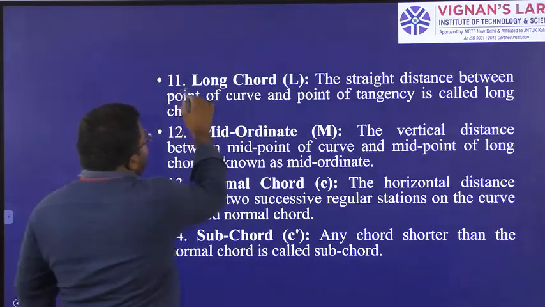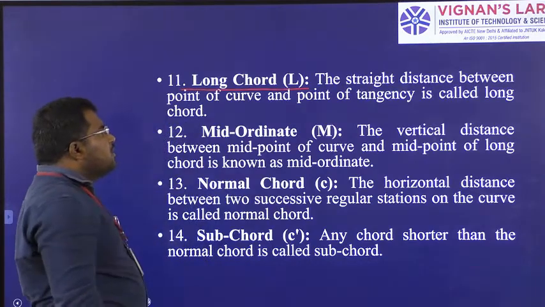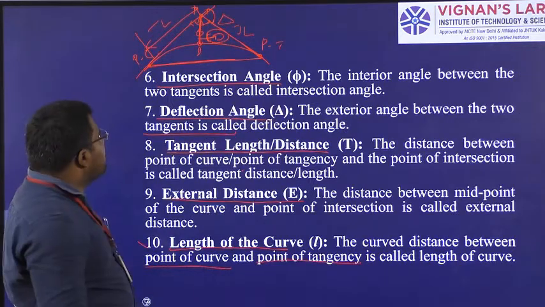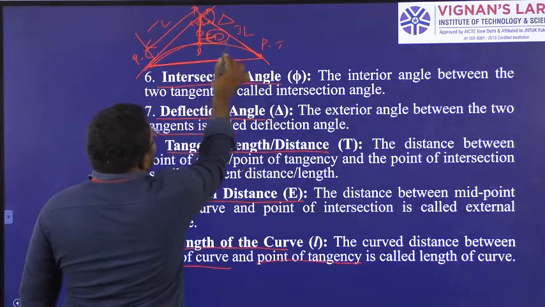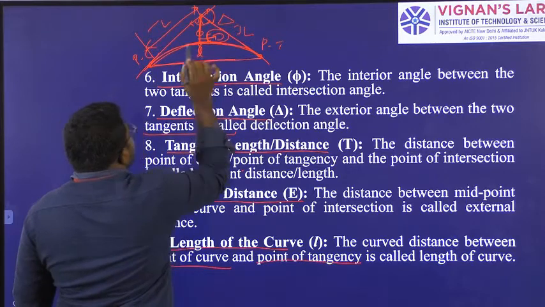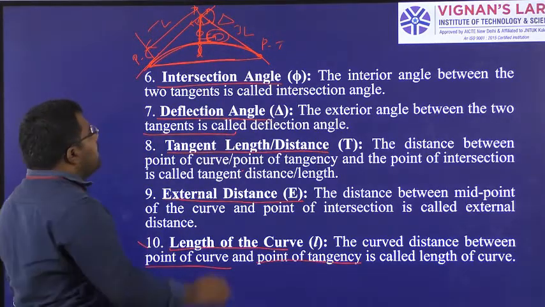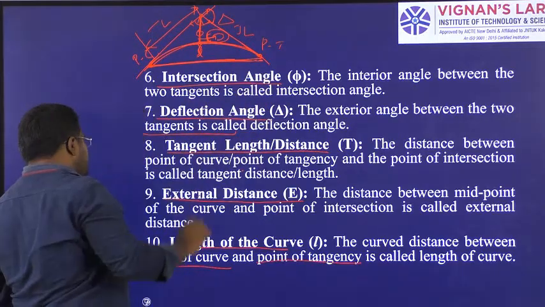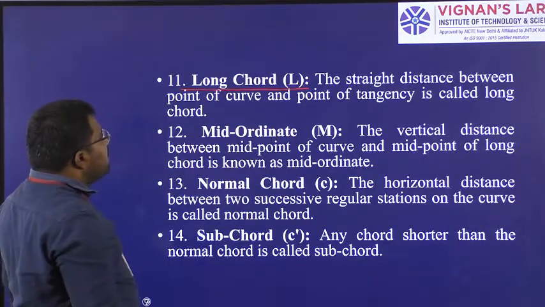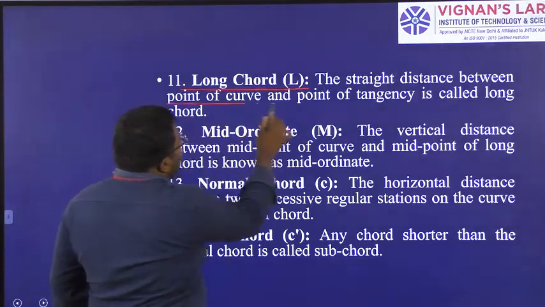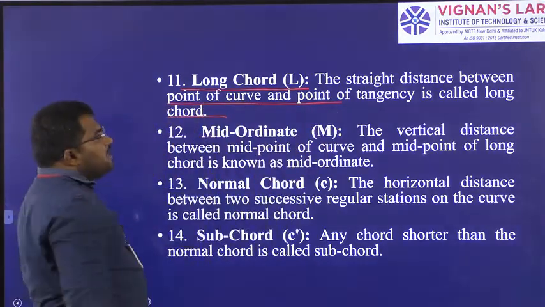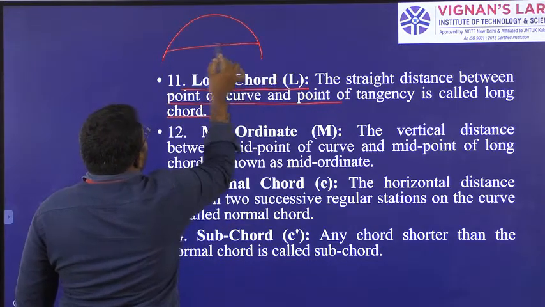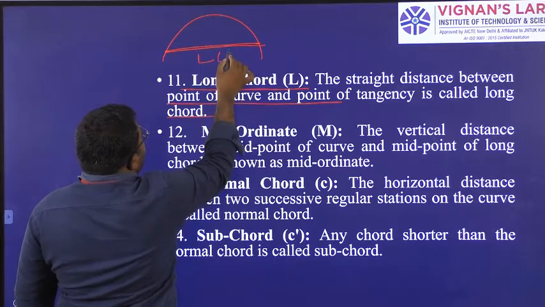Next, length of chord. The straight distance between the two points. Before, what we told now, this is the length of the curve. Length of curve means not this one; this is the length, that is called small l, right? Now length of the chord. Chord means from this point to this point we are taking a straight line. This is called length of chord. The length of the chord is the straight distance between the point of curve and the point of tangency, also called the long chord, right? If this is the curve, from this point to this point, if you draw a straight line, this is called length of chord.